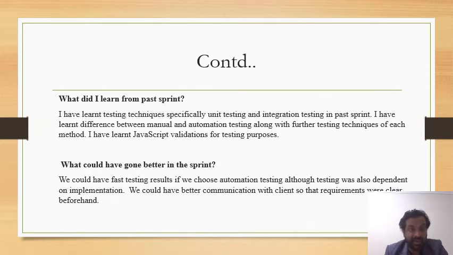I have learned the difference between manual testing and automation testing. In our subject, we have done automation testing by using TestTrail, but we have limited resources for TestTrail. It's not supporting the whole project. That's why we are doing manual testing. We could have had fast results if we chose automation testing alongside, where we are already dependent on implementation. We could have had better communication with the client and the requirements would have been clear beforehand.